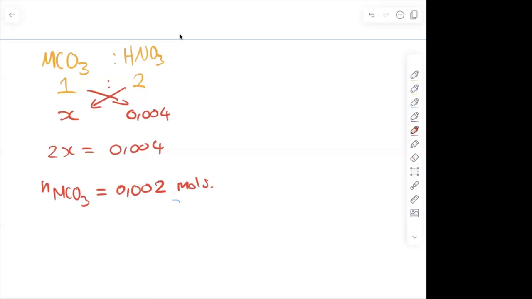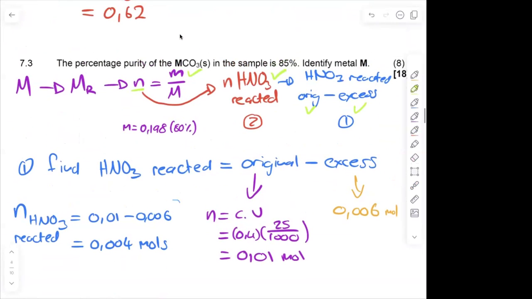So we can clearly see now in terms of our steps, we worked out the number of original moles, excess moles, how many reacted. And now we just found out how many moles of our HCO3 we've got. So now we can finish off that step 3. That step 3 is figuring out the molar mass of MCO3, right?